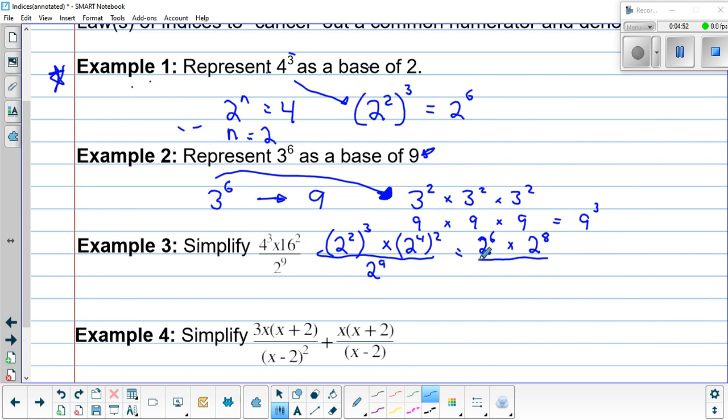And then this is all going to be over 2 to the 9. So we can add our top indices, right? Because it's multiplied with the same base. So we get 2 to the 14 divided by 2 to the 9. And this will give us 2 to the 5, which we could state as 32.